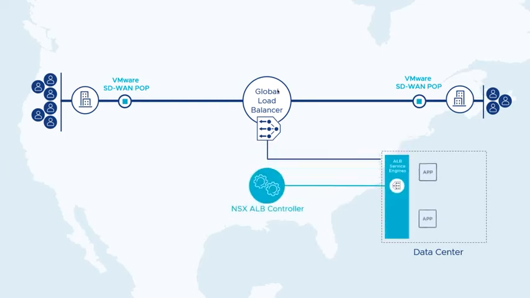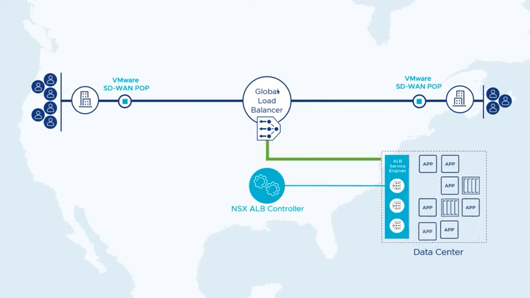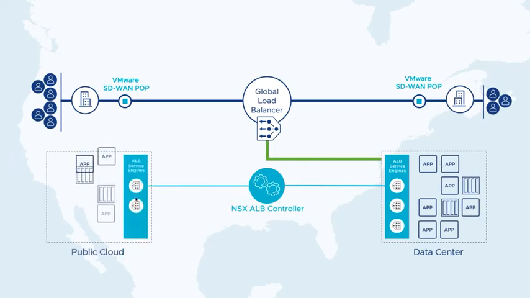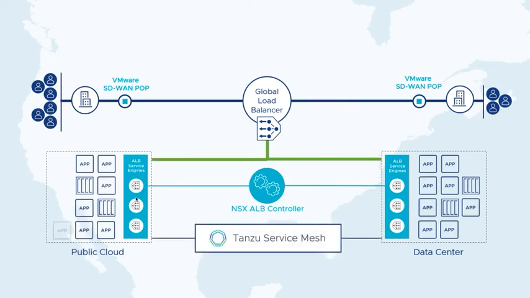The NSX Advanced Load Balancer controller seamlessly autoscales load balancer by bursting to the cloud and uses GSLB capabilities to balance traffic between the data center and the cloud. Since the NSX Advanced Load Balancer natively integrates with the underlying cloud or data center environment, the controller can also trigger the autoscaling of backend application servers.